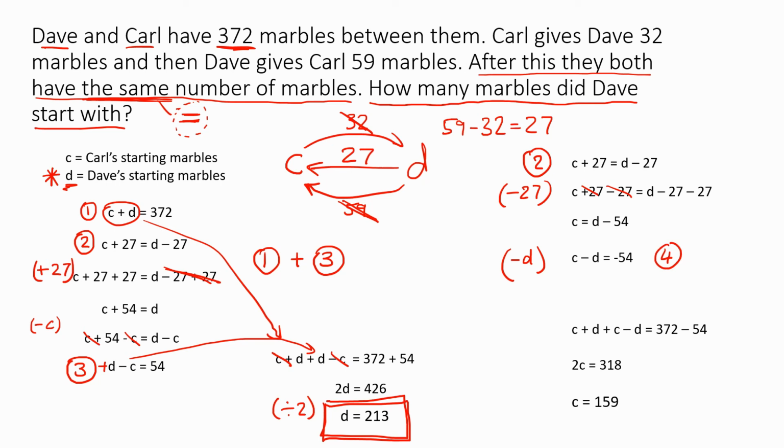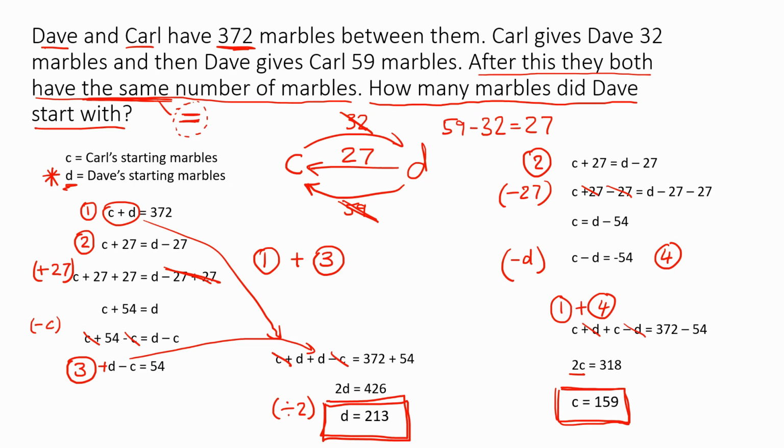So now if we take this equation and we go back to now equation 1 plus equation 4, we end up with C plus D plus C minus D equals 372 minus 54. And so this time plus D and minus D cancel out, giving us 2C equals 318, and so C equals 159. And here we have worked out Carl's starting marbles.